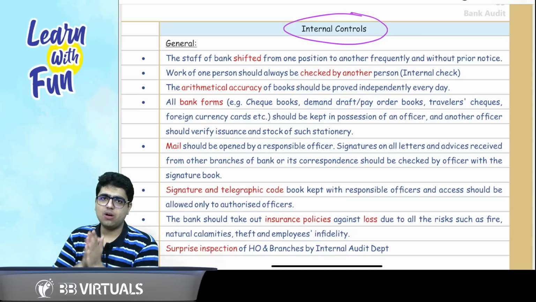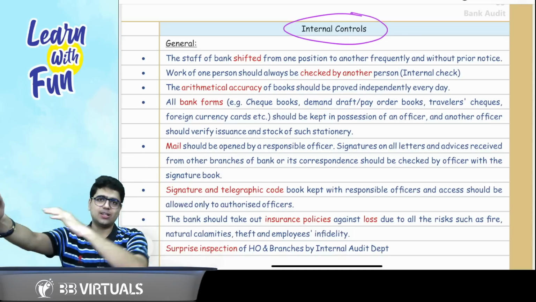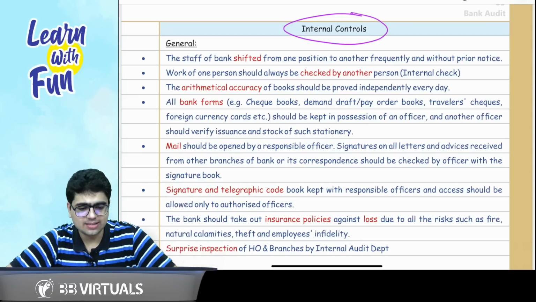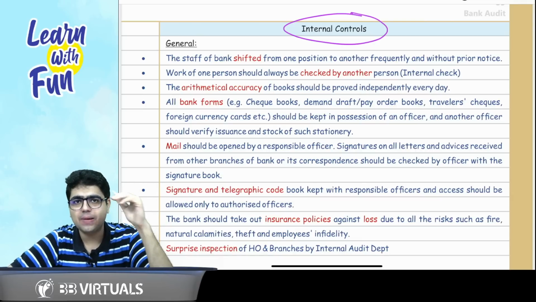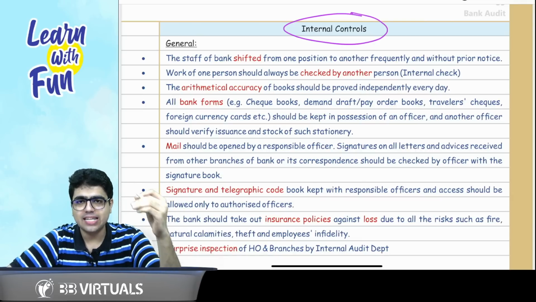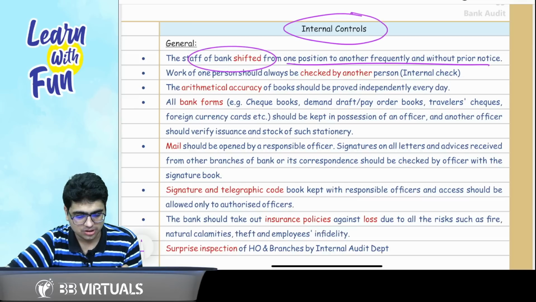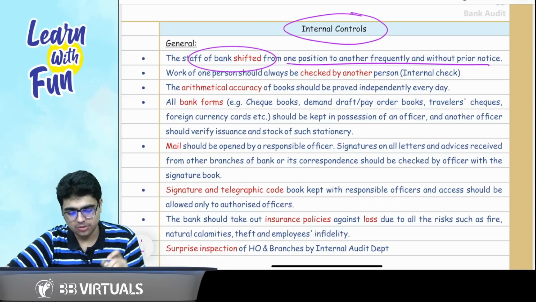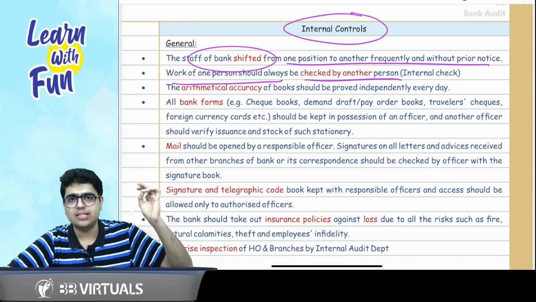Internal controls. So, sir, what are the internal controls? Let's discuss it. So, the first thing, they say to apply the concept of job rotation. Staff of the bank should be shifted from one position to another. Internal check should be there, that is, the work of one person should be checked by another.